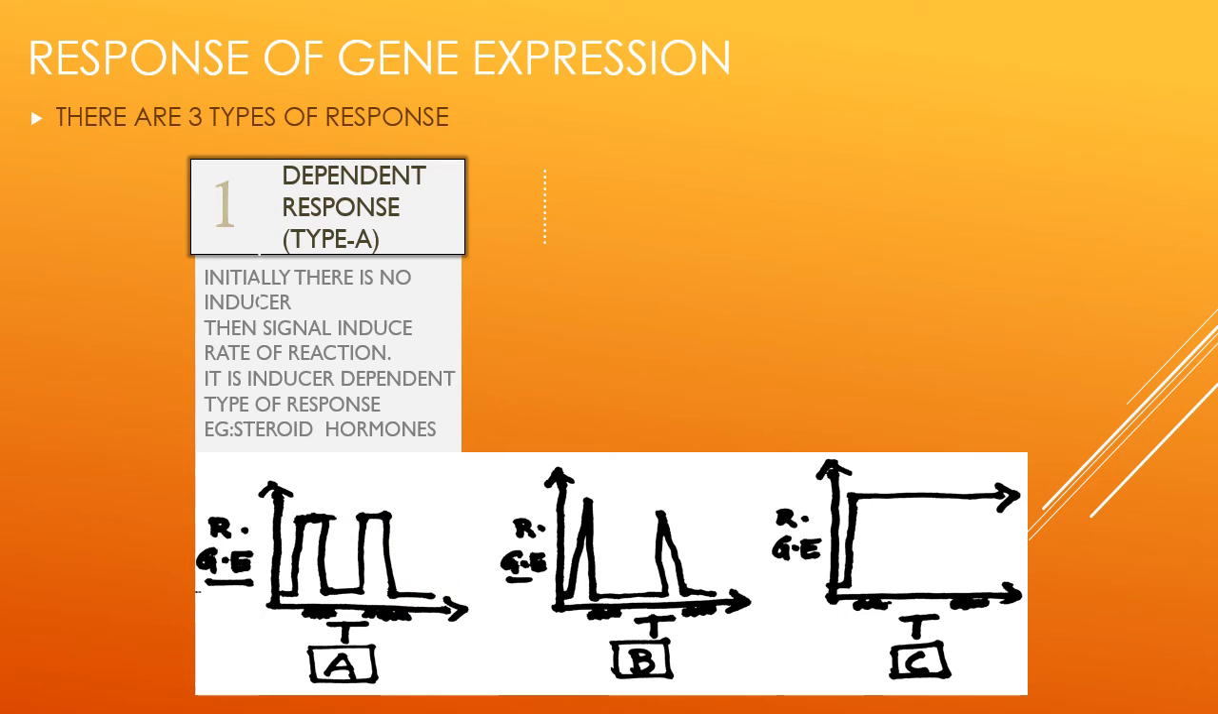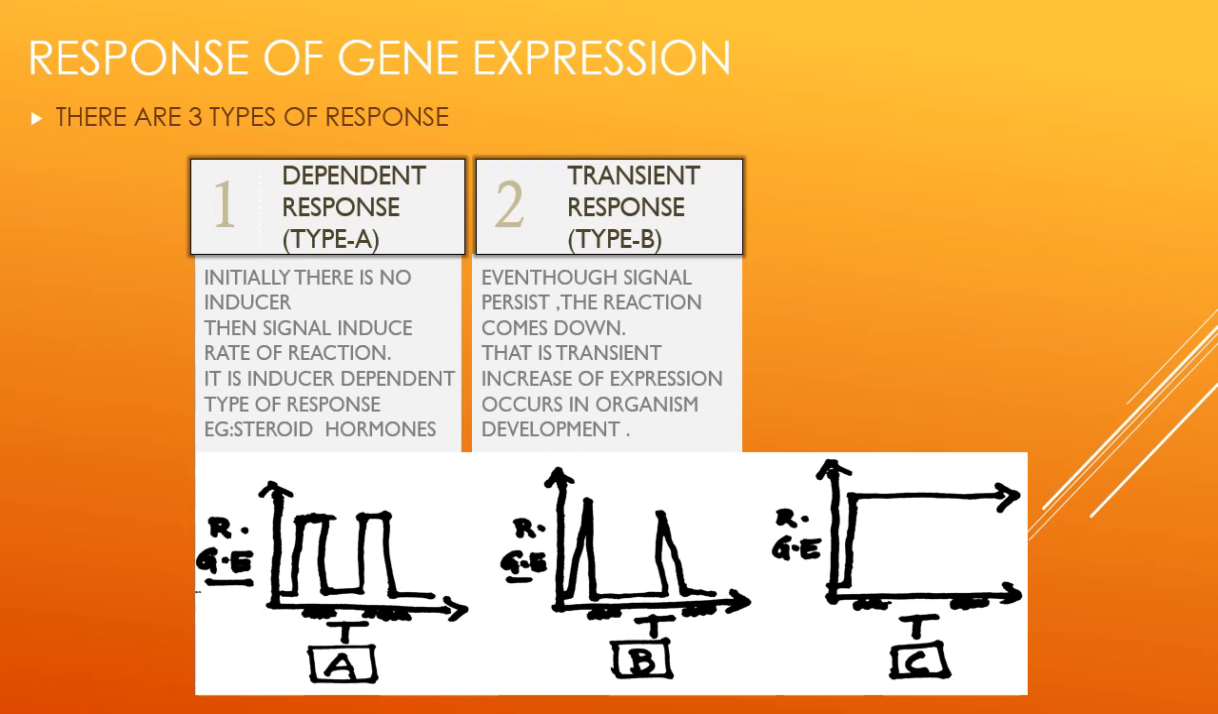Next is transient response. It is type B response. Even though the signal persists, the reaction comes down. That is, transient increase of expression occurs in the organism. When the signal comes, the transient increase of genetic expression will be there, and even though the signal persists, it comes down. Again, when the signal comes, there will be a transient increase in the genetic expression. Even though the signal persists, again it will come down. So, at the starting of the signal, it will be high. It is known as transient response.